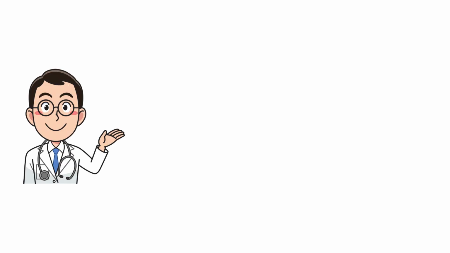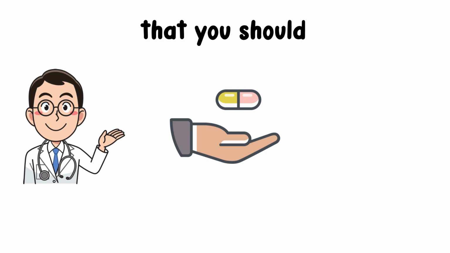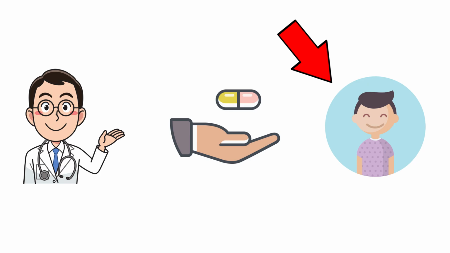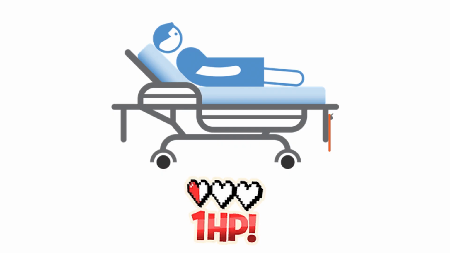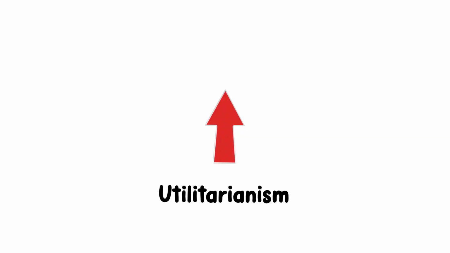For example, let's say you're a doctor with only one dose of a life-saving medicine. Consequentialism would suggest that you should give the medicine to the patient with the highest chance of survival, even if it means letting others suffer. In the context of consequentialism, utilitarianism is a specific theory that falls under this broader moral framework.